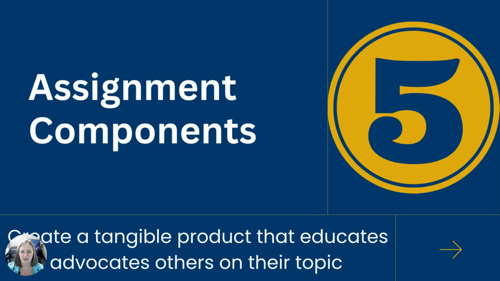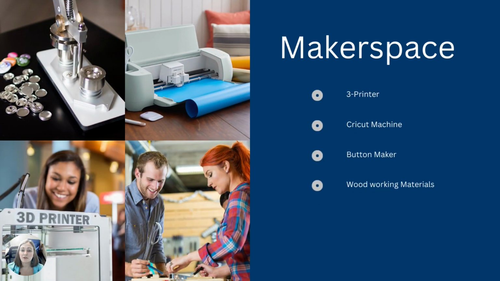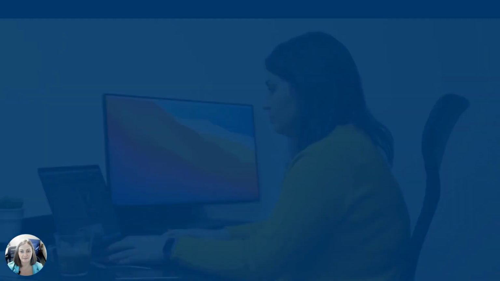And the fifth component, and this is the one that can be optional, is to create a tangible product that educates and advocates about their topic. So some universities and public libraries have maker spaces that are available for students and the general public sometimes to use to create products. For example, my university has a maker space with a 3D printer, a Cricut machine, a button maker, vinyl cutter, woodworking materials, and so much more. And if students are using it for a class project, all of the materials are free.